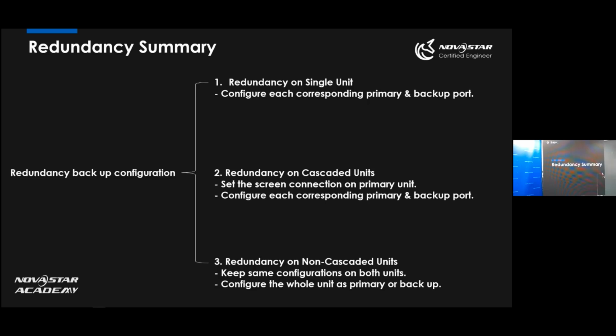So in this kind of situation, we only have to set the screen connection on the primary unit. No need to do the screen connection for the backup device. And then we go to the backup settings and configure each corresponding primary and backup port one by one, similar to the first situation. And the third one is we will do the redundancy on non-cascaded units.